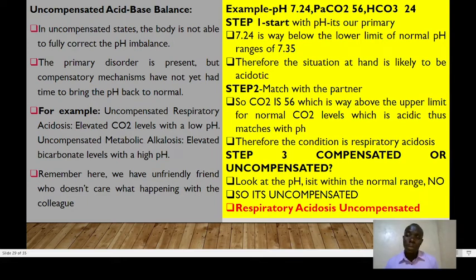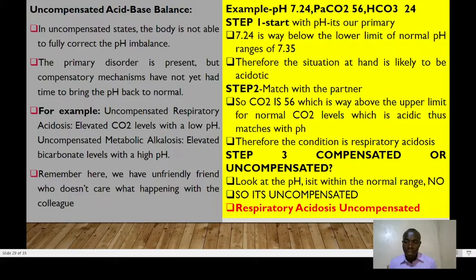Guys, when you say uncompensated acid-base balance, we are saying that the body is not fully able to correct the pH balance. The primary disorder will be present, but the compensatory mechanisms have not yet had time to bring the pH back to normal. So for uncompensated respiratory acidosis, you will be expecting elevated CO2 values with low pH, while for uncompensated metabolic alkalosis, you will be expecting excessive bicarb levels with high pH.